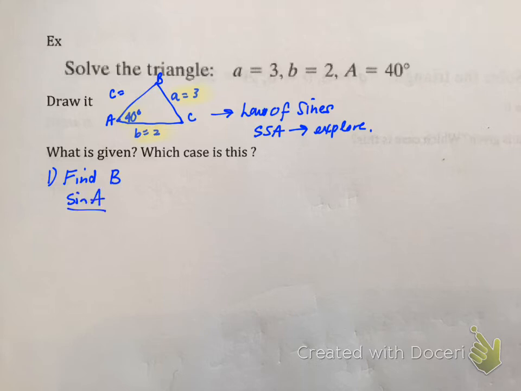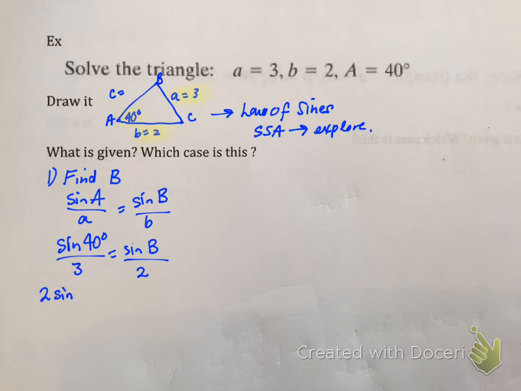So I'm going to set up the ratio: sine of angle A, which is given, over side A, which is given, equals sine of angle B over side B. So sine of 40 degrees over side A, which is 3, equals sine of angle B, which I don't know, over side B, which I do know, which is 2. Cross multiply because it is a proportion, which gives me 2 times sine of 40 degrees equals 3 times sine of B.